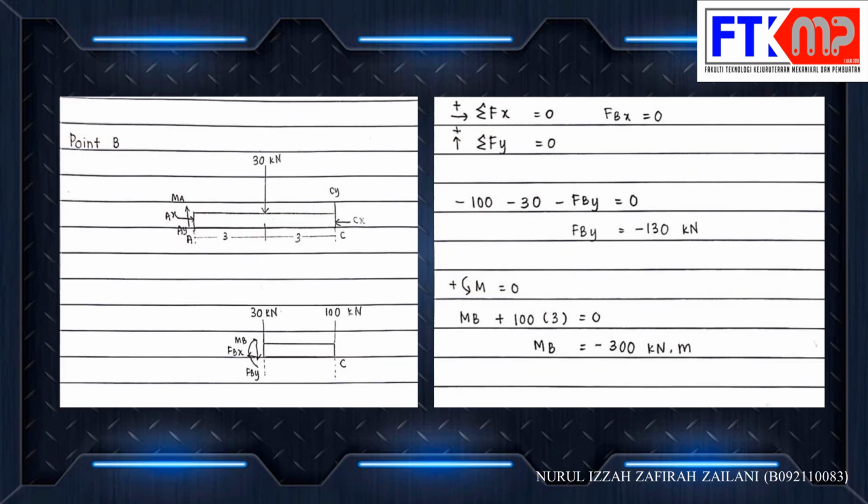Next is point B. The FBD length from A to C is 6 cm and the force is 30 kilonewton. For the FBD of B to C, the force at C is 100 kilonewton and at B is 30 kilonewton. Next, total Fx equal to Fbx equal to 0. Total Fy equal to 0, which is negative 100 minus 30 minus Fby equal to 0, and Fby will get negative 130 kilonewton. Negative 100 and negative 30, it is because the arrows are against the direction. Next is total moment equal to 0. Mb plus 100 times 3 equal to 0, and Mb will get negative 300 kilonewton meter.